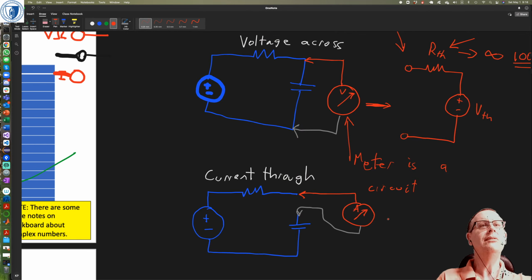Now, again, suppose we replace the ammeter with its Thevenin equivalent circuit. And again, I'm going to ask the same question. Given that we want to measure the current and we don't want that measurement to impact the rest of the circuit much, what value should I place for RTH?